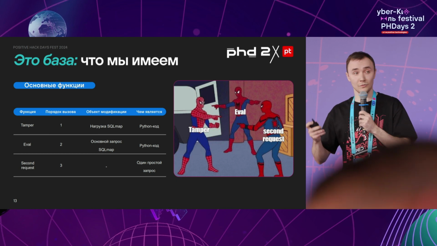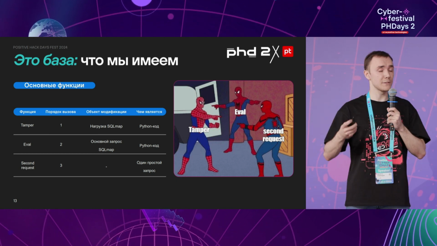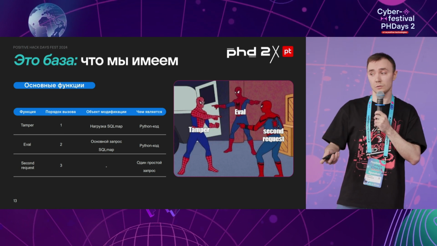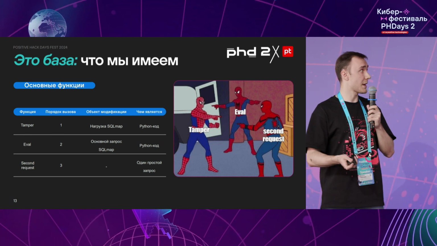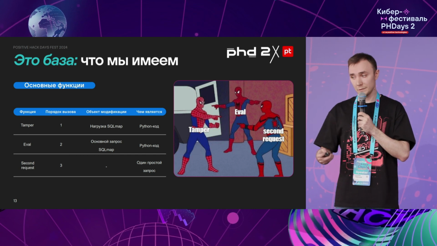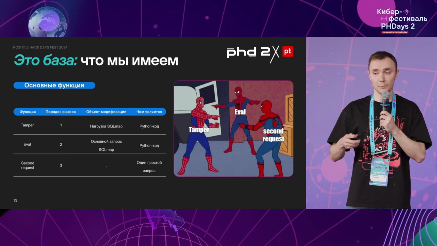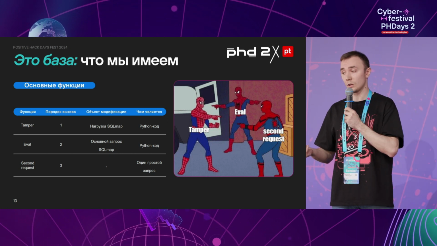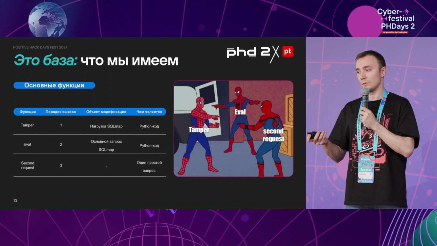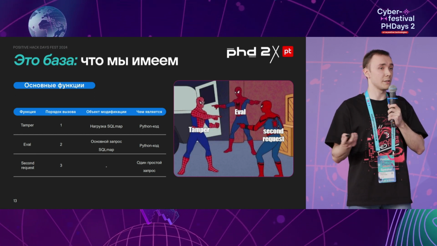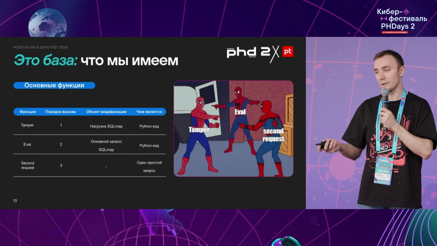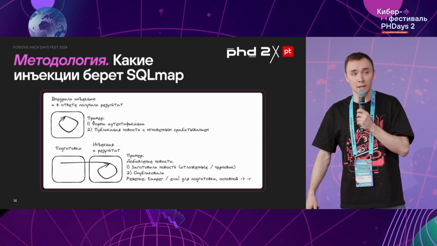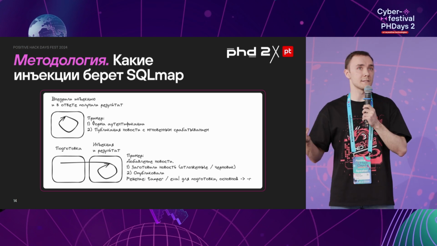Now, what do we have in sqlmap? First, there is a tamper. You call it first. It modifies the payload, and it executes the Python code. Then there is eval. It is executed second. It modifies the main request or query, and it executes the Python code. And the secondary request that comes in third is not modifiable, and it's just one simple, straightforward request that you send. Now, let's go back to methodology.